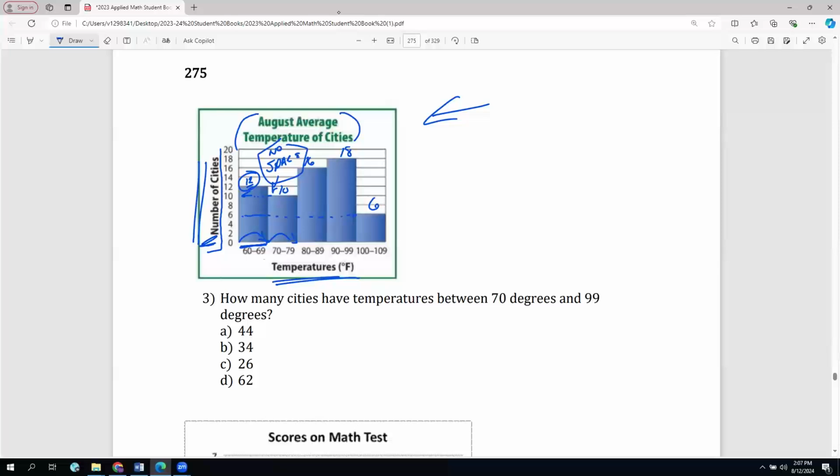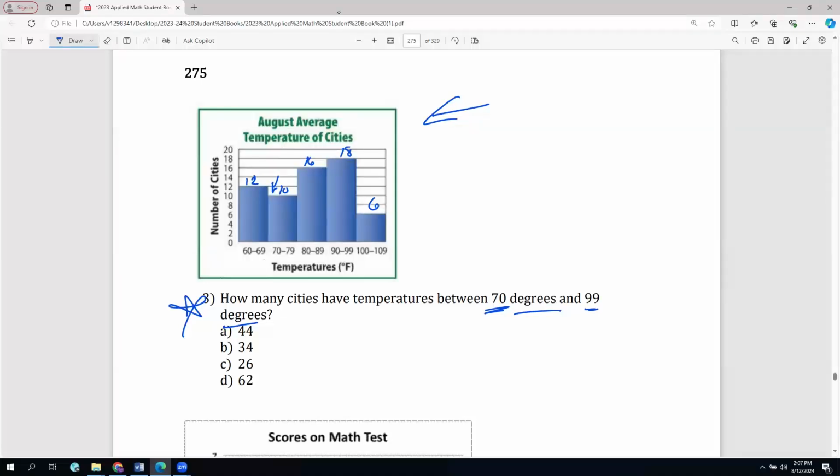Let's go ahead and practice, okay? So let's take a look. I'm going to erase a little bit here so that we don't get distracted too much by all these marks. I'll leave a little bit up here. I'm going to leave those numbers because they're helpful to answer this question. So the question says, number 3, how many cities have average temperatures between 70 degrees and 99 degrees? Go ahead and pause the video and answer that question.